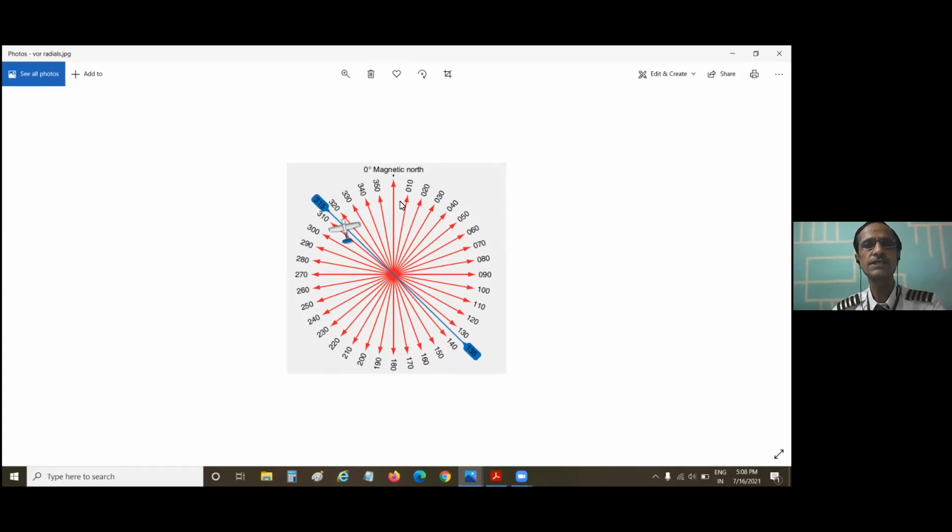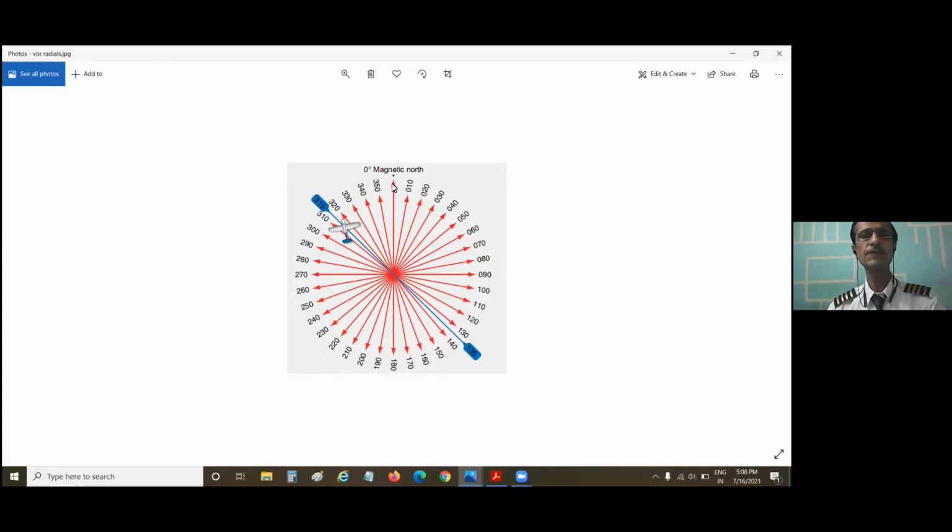we'll fix an antenna in the magnetic north direction. We'll fix one vertical antenna, which will be known as the reference phase antenna. So we calibrated the VOR in 360 degrees, and after we found the magnetic north, we fixed the antenna facing that magnetic north on the VOR station. That is the construction of the VOR.